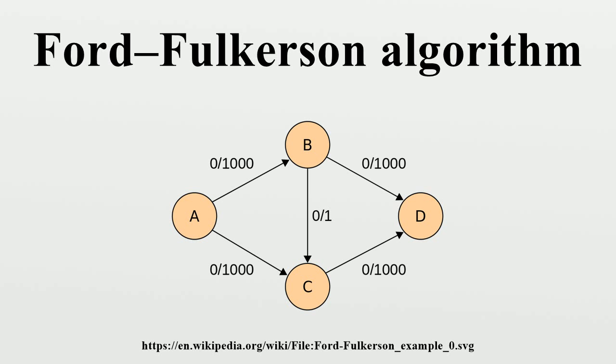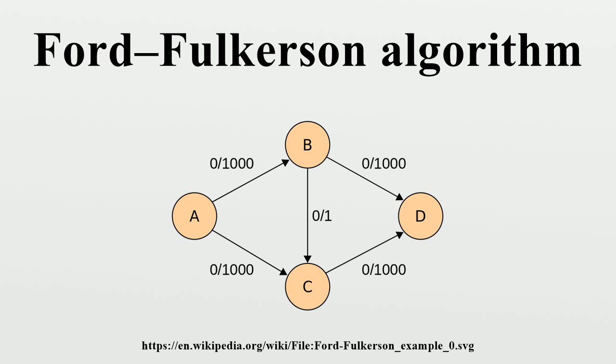The idea behind the algorithm is as follows. As long as there is a path from the source to the sink, with available capacity on all edges in the path, we send flow along one of the paths. Then we find another path, and so on. A path with available capacity is called an augmenting path.